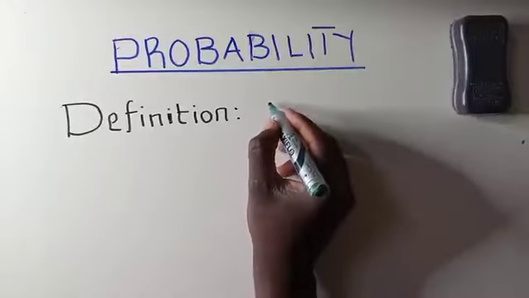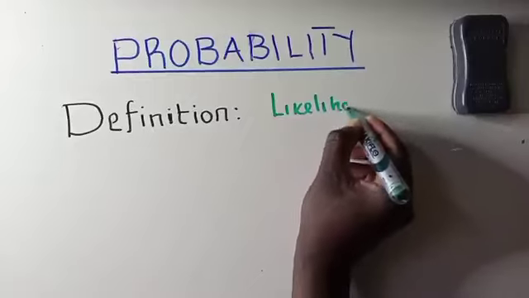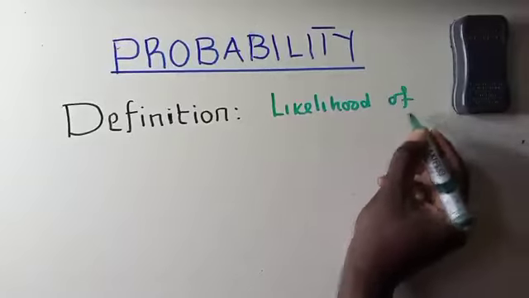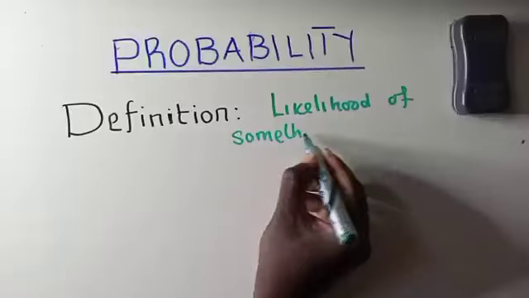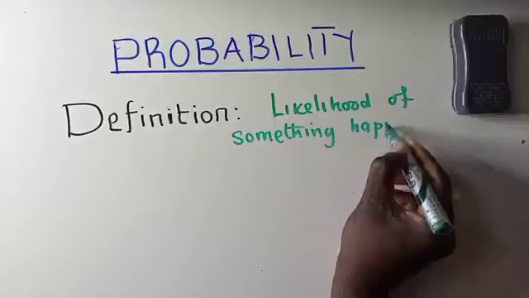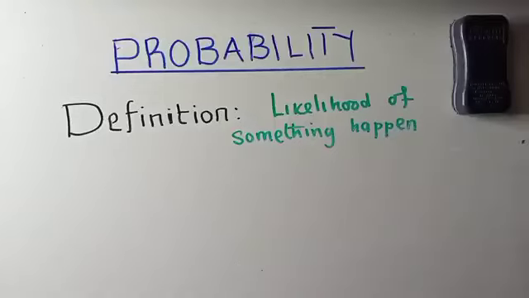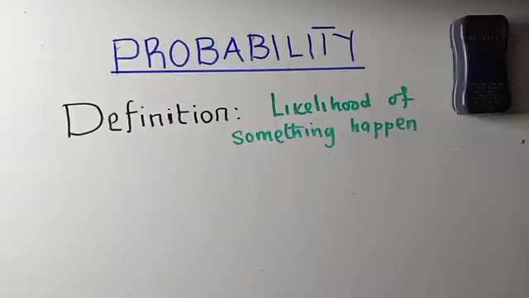So this is simply likelihood over something happening, okay? So this is how you must be defining probability. Whenever you've been asked to define probability or to say a thing about probability, you say it's the likelihood of something happening.